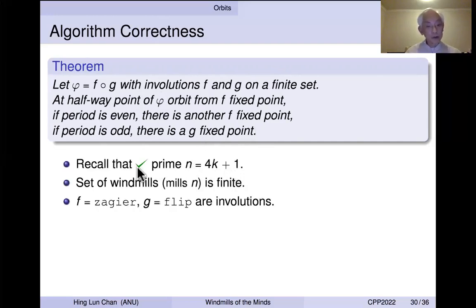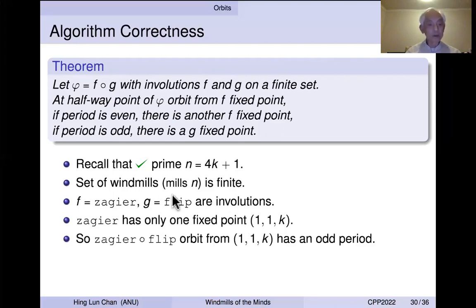Now, we call that a "tick prime": it has this form, 4k plus 1. The set of windmills is finite. And we have F equal to the Zagier map, G equal to the Frit map, and they are involutions. Zagier has only one fixed point because for a tick prime there is only one fixed point, 1k.